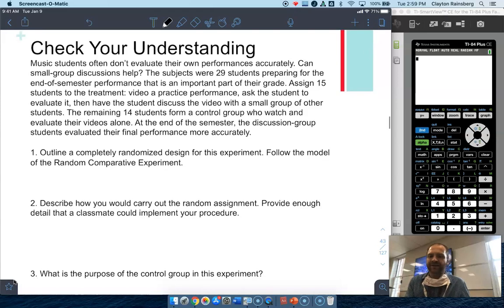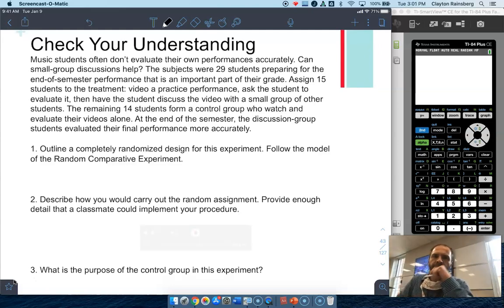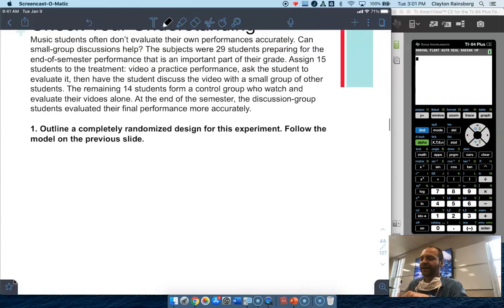The last but not least, if you stuck around for 32 minutes on this, is this check your understanding. I'm going to let you pause it and go through this. So hopefully you read it, and here's where we are. We have 29 students, and we're randomly assigning 15 to the first treatment, which is a video practice performance, and ask the students to evaluate it and then discuss the video with a small group of other students. And we have 14 remaining students that are a control group who watch and evaluate the videos all by themselves. And at the end of the semester, the discussion group students evaluate their final performance more accurately, is what we see. So number 1 asks us to outline a completely randomized design for this experiment.